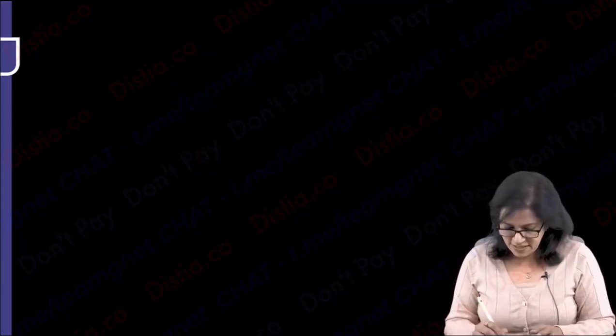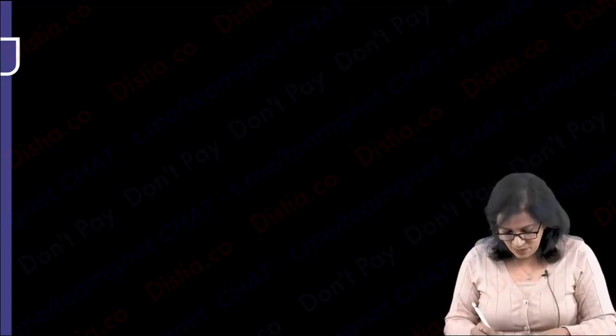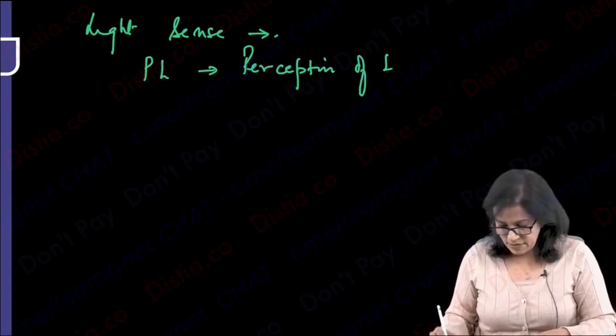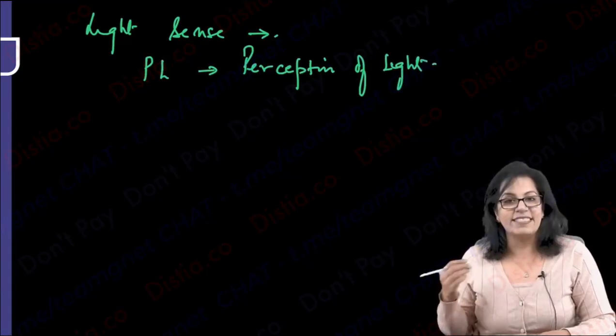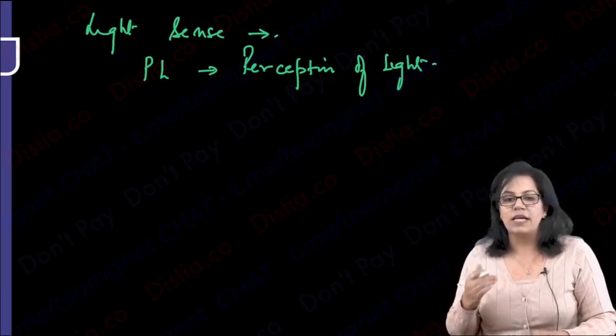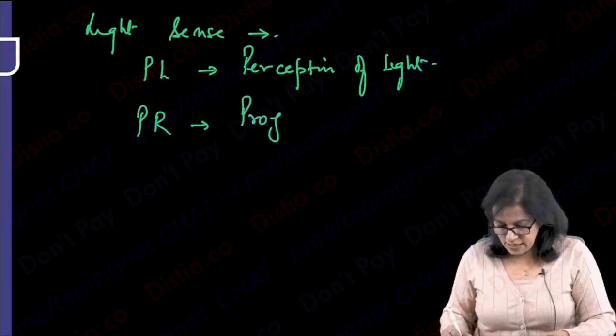Okay, let's start with what do you mean by light sense, all of you? What did we say? That is what we document as PL and PR. What is PL? This is perception of light. This is what is called PL. Right? So this is my light sense when I can understand whether it is light or dark. Okay? Simple, right? And what is your PR is projection of rays.